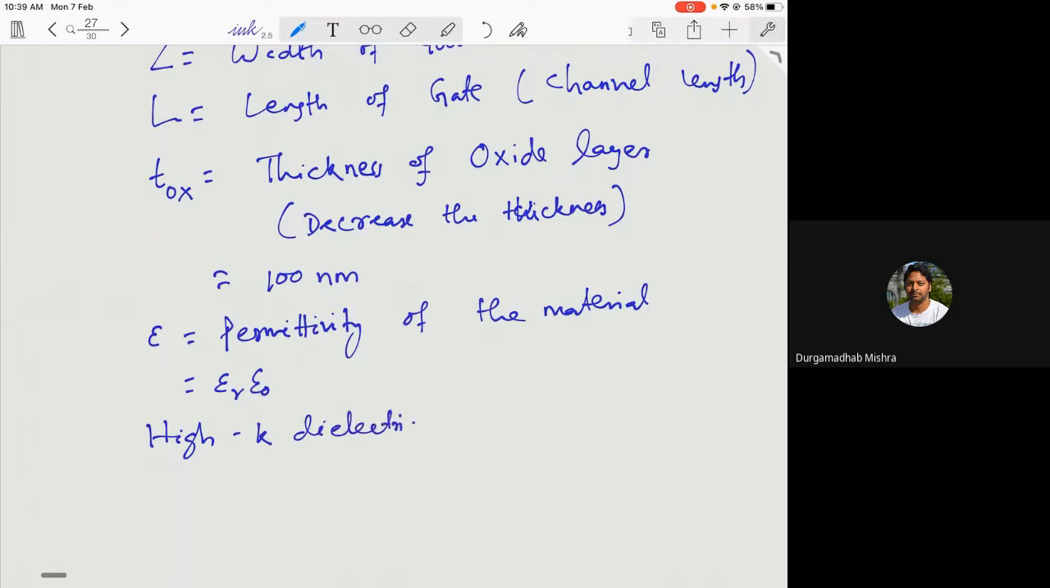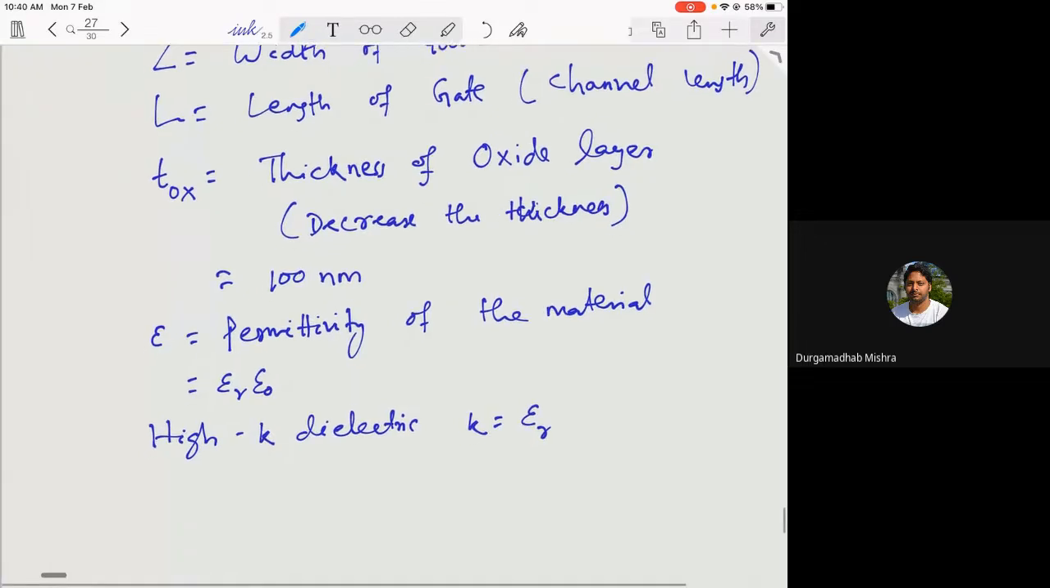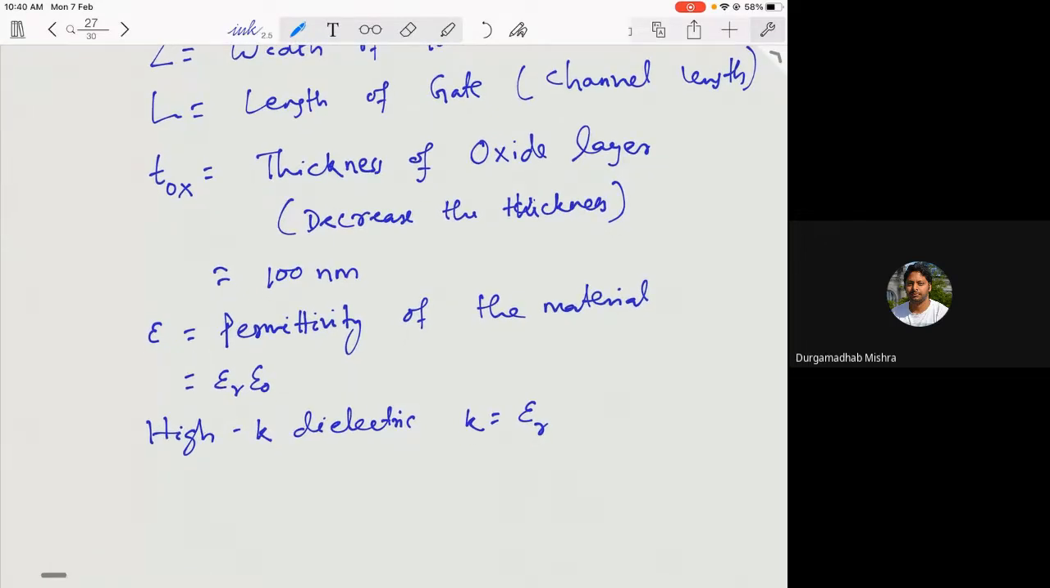So your insulator is nothing but a dielectric material, and K is also the same as your relative permittivity. So you want to increase the relative permittivity or the dielectric constant of the material so that you can increase the drain current. Okay, so this is a small K. And silicon dioxide actually works really well in this sense because it has a high dielectric constant. So there are other alternatives as well.